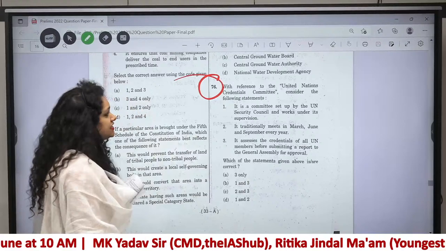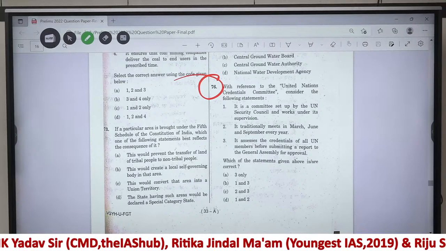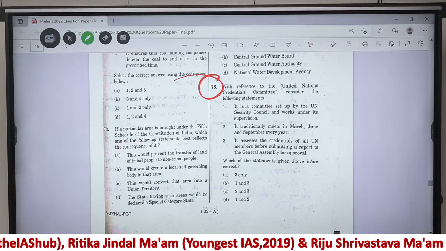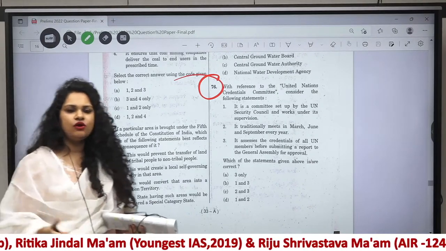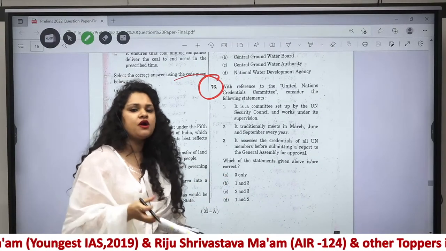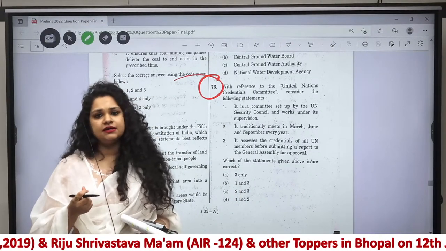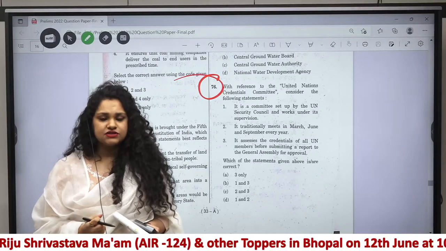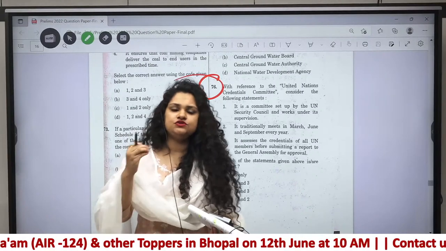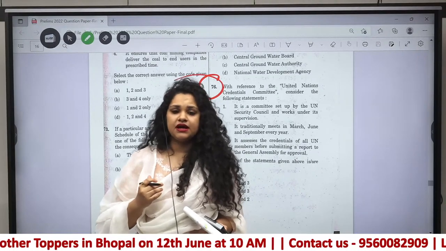With reference to the United Nations Credentials Committee, consider the following statements, right? So it's a new concept in the sense that we have not read it in the normal course of our study. So it is a credentials committee. It was in the news because of Afghanistan and Myanmar. Afghanistan, of course, because of the Taliban. The Taliban had nominated an envoy to the United Nations, and Myanmar, you would know that there was a military coup, and therefore the representatives to the UN had to undergo a credentials check by the United Nations.